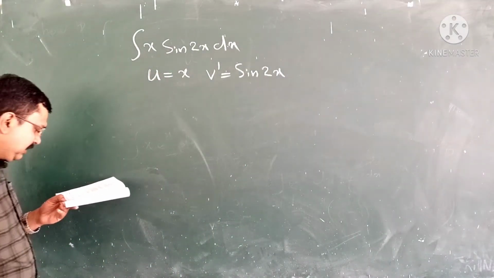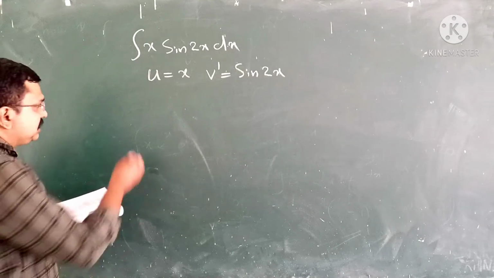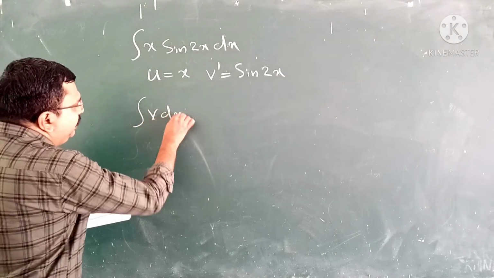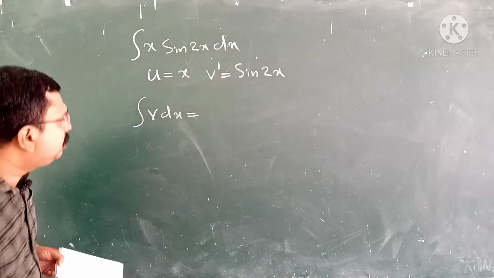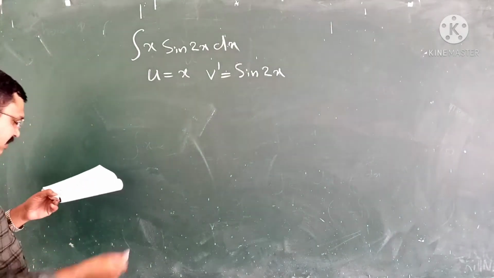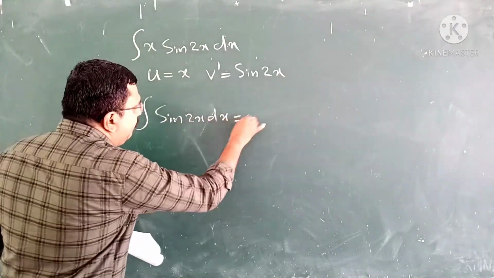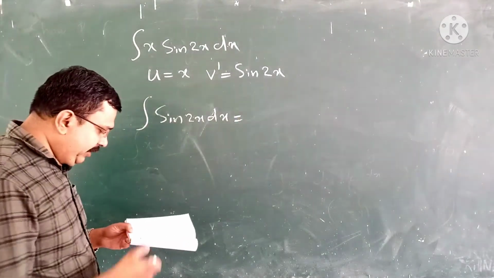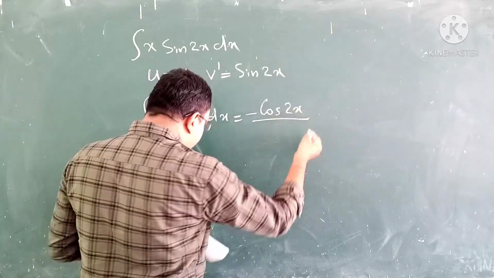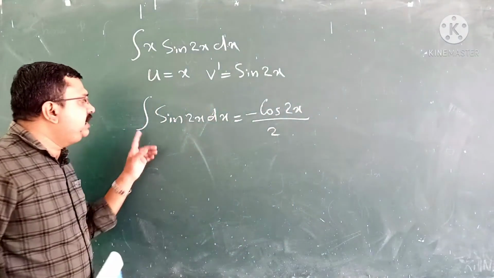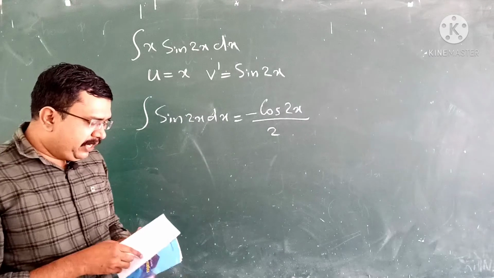Then we can first find out integral of sin 2x dx. What is integral of sin 2x dx? Correct answer is minus cos 2x divided by 2. Okay, we know that integral of sin 2x dx is equal to minus cos 2x divided by 2.